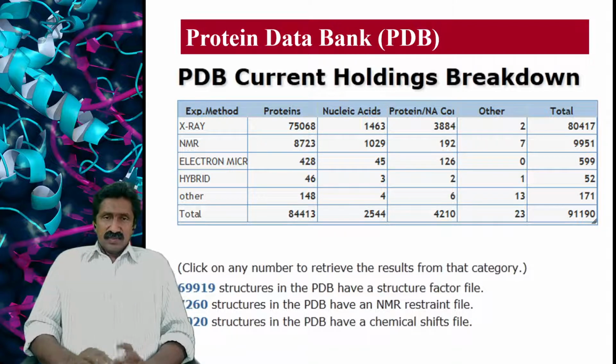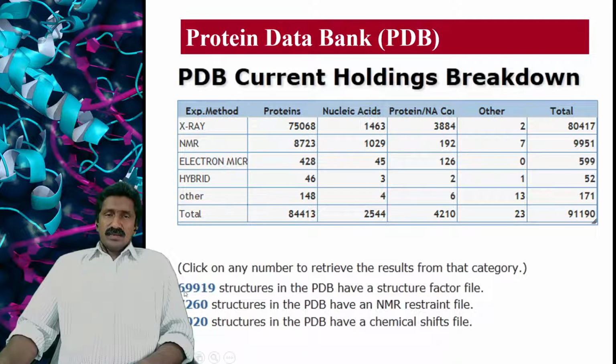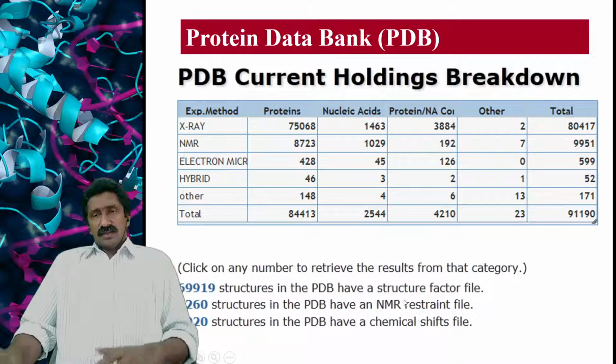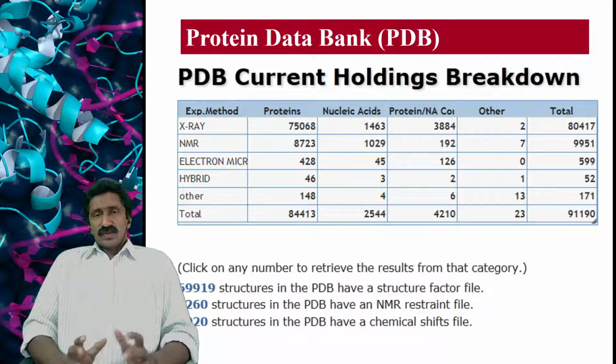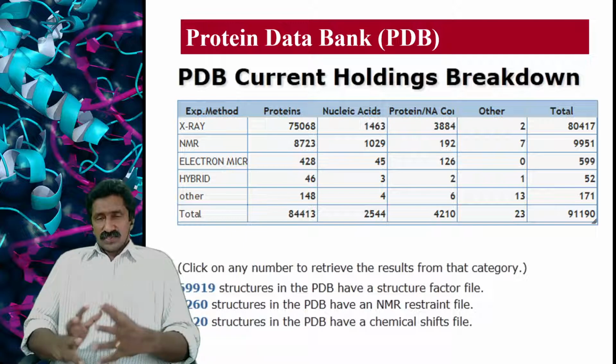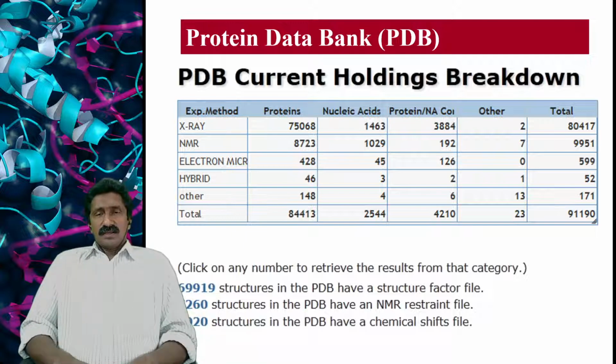to the database. So you can see about 69,919 structures in PDB have a structure factor file, and 7,260 structures in PDB have an NMR restraint file. These are additional related information about the structural determination, because if somebody else is using that same structure, it is better to know how the structure was determined. Such detailed data related to the structural determination is also available in this PDB database.